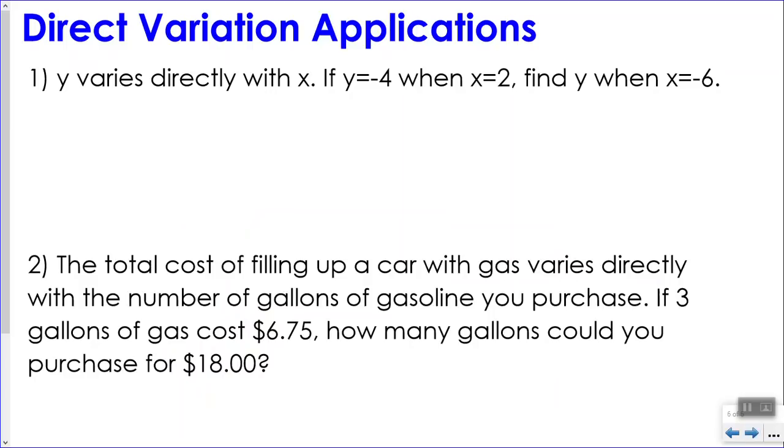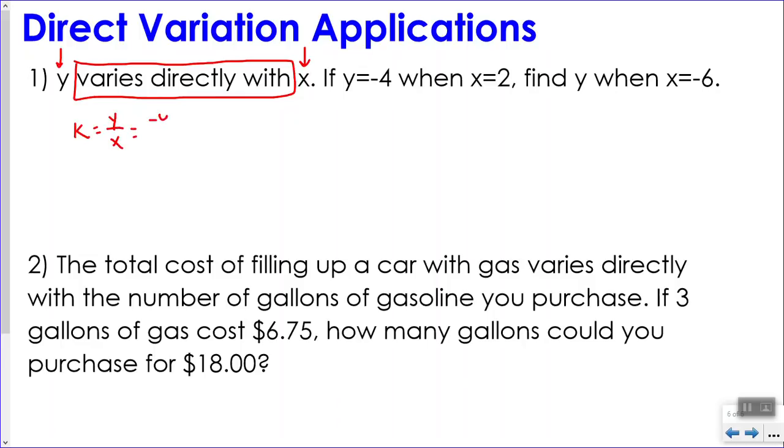These are typical problems you may see with direct variation. They're always going to follow the same format. Even if it's just a problem with y and x or a word problem, you're always going to look for the phrase "varies directly with." Whatever comes first before that phrase is going to be your y. Whatever comes after that is going to be your x. So here we are given that y equals -4 when x equals 2, and we want to find y when x equals 6. So the first thing I want to do is find k.